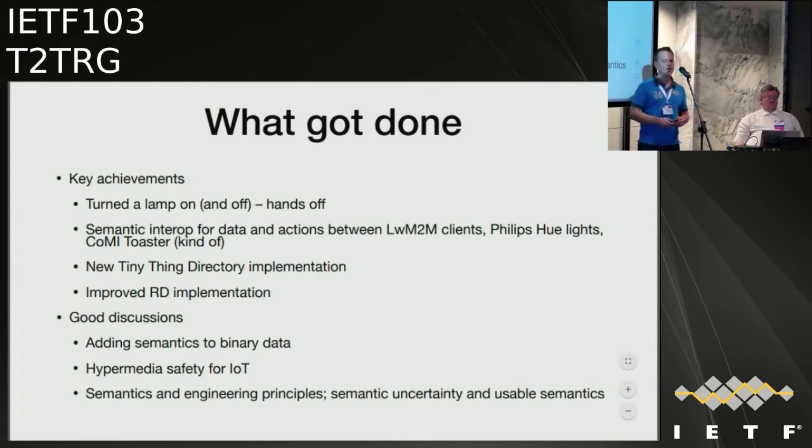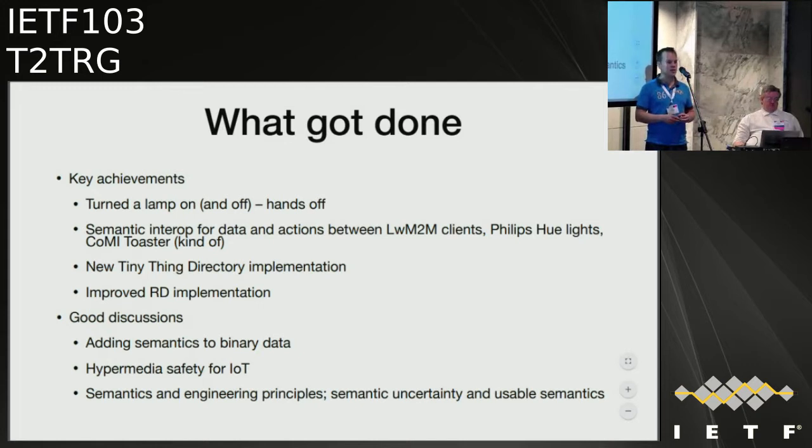Also, we discussed hypermedia safety for IoT. So how can you tell some hypermedia action is safe, and not in the HTTP sense, but safe as in human sense? For example, if you have a form that is able to open a window, it makes a big difference if it's a living room window or an airplane window that is 10,000 feet high. So how can we have that kind of information presented as part of the hypermedia so that even a machine could be making a conscious choice based on some of the safety aspects?